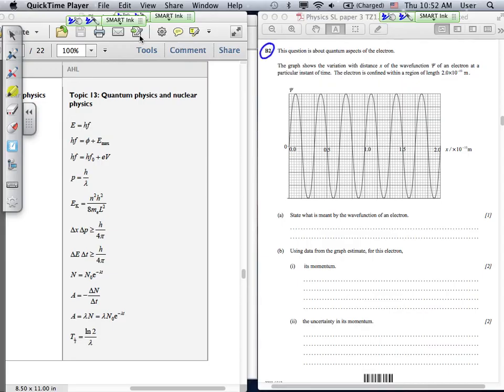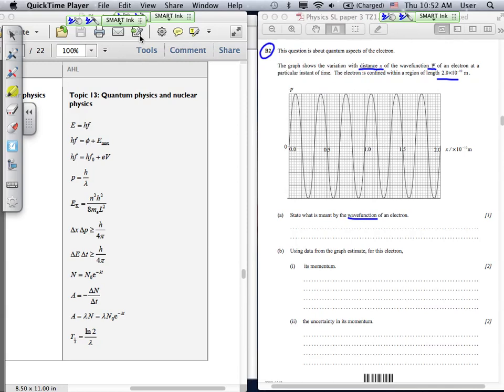B2, this question is about quantum aspects of the electron. It says the graph shows a variation with distance x of the wave function of an electron at a particular instance of time. The electron is confined within a region of length 2 times 10 to the negative 10 meters. So state what is meant by the wave function of the electron.